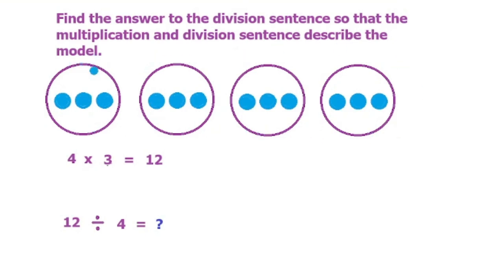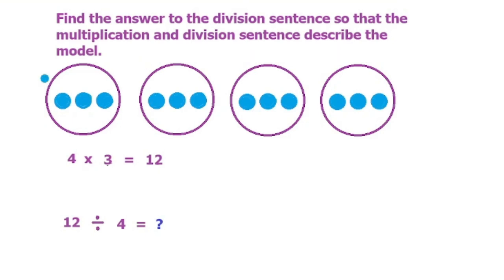and it's divided into 4 groups. 1, 2, 3, 4. This is the 4 groups. Each group has 3 dots, 1, 2, 3, right? And then the total number of dots is 12. So 1, 2, 3, 4, 5, 6, 7, 8, 9, 10, 11, 12. So 4 times 3 equals 12 describes this model.